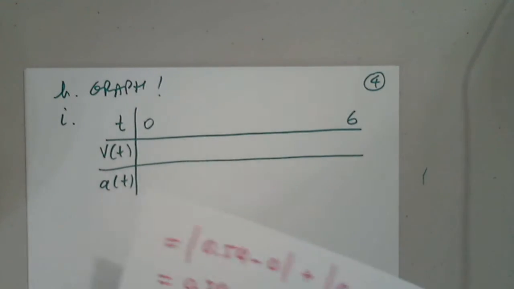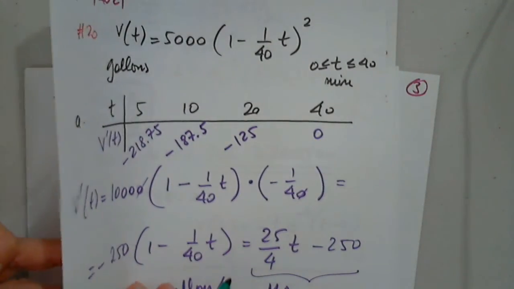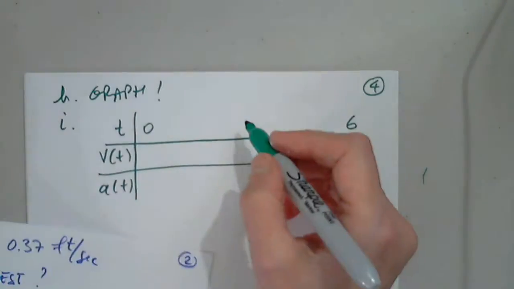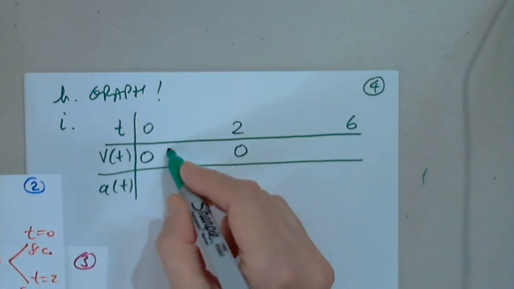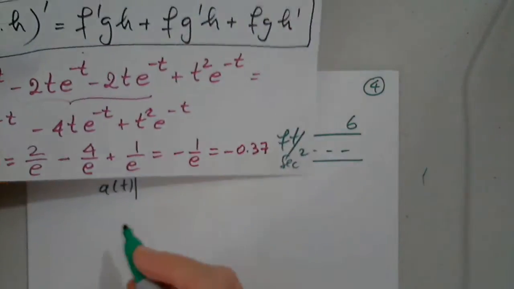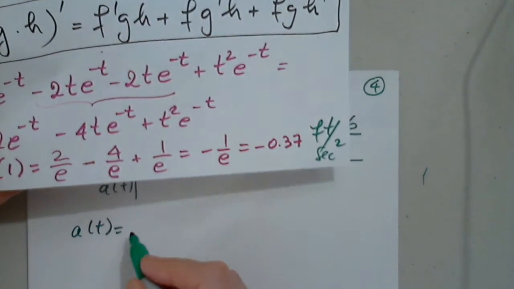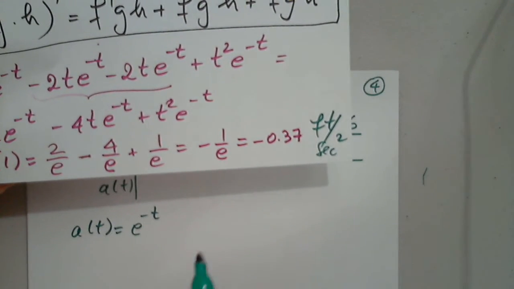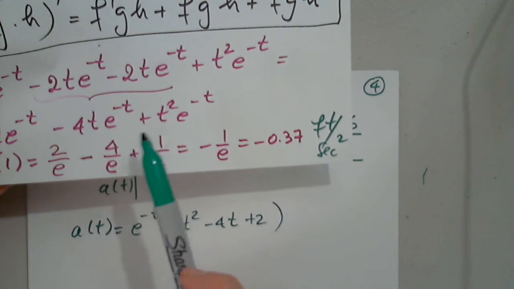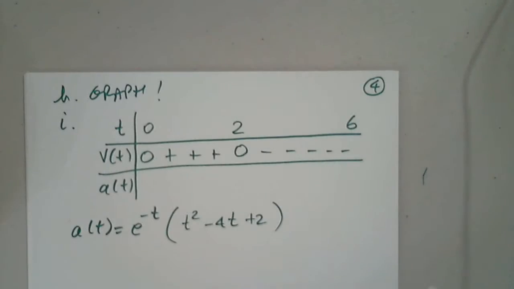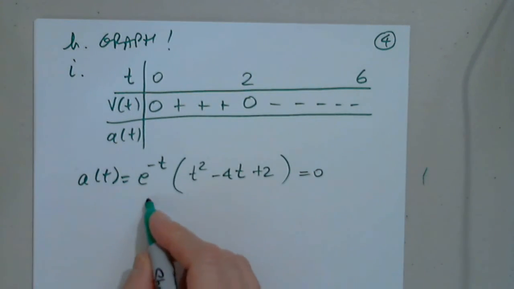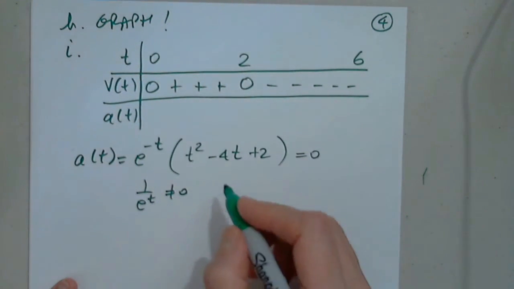Okay. Good. So I go back and I copy my velocity, and I know that at 2 it was 0. And the signs. And now I have to study the acceleration. I'm going to copy it here. A of t, and notice that all of the terms have e to negative t. So now I have t squared minus 4t plus 2. When I set this equal to 0, this could never be 0, right? This is 1 over e to the t. This is never 0. But this could be 0.